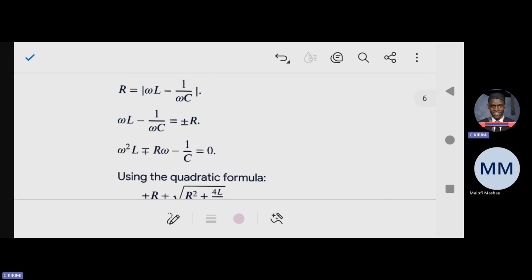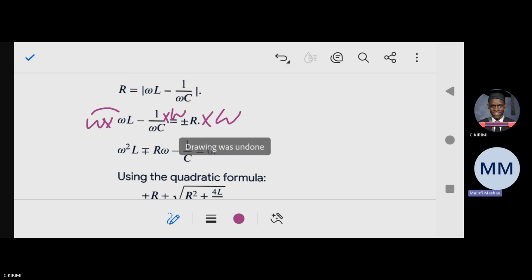So from this step, you are going to multiply each term by omega. R times omega, this times omega, this one times what? Omega. What is omega times omega? Omega squared L, multiplied by L. And then we go to the next term. Omega cancels with omega. What are you left with? Minus 1 over c, which is this term. And plus or minus. Remember, plus or minus is compensating the absolute, okay? Yes.